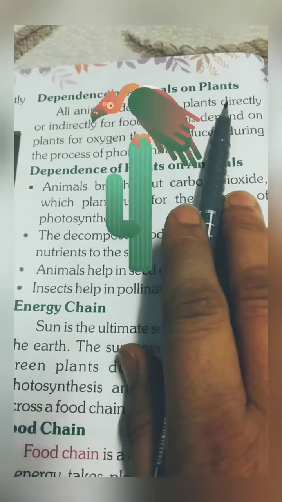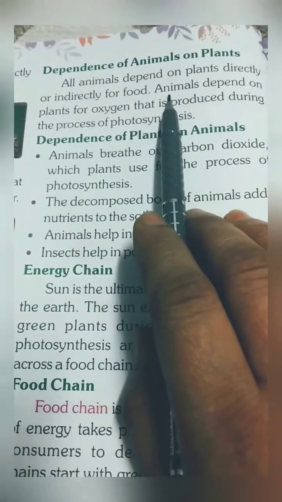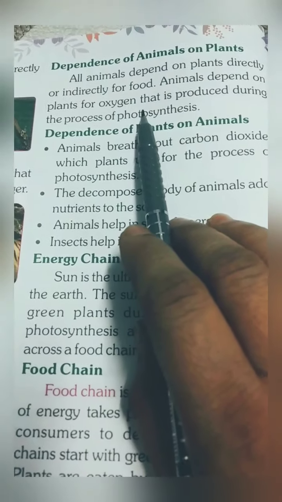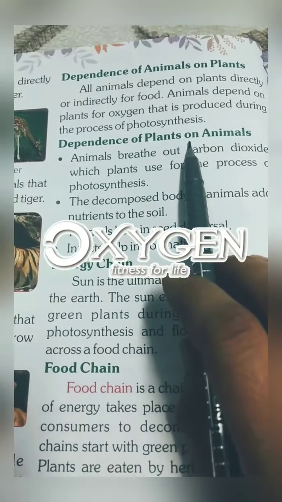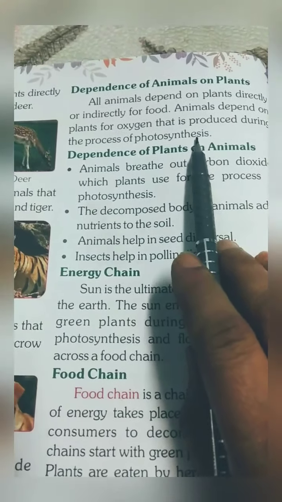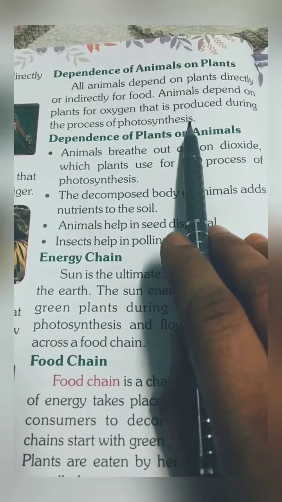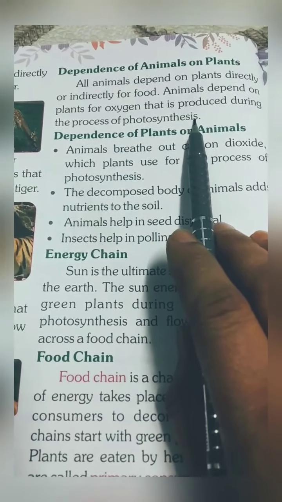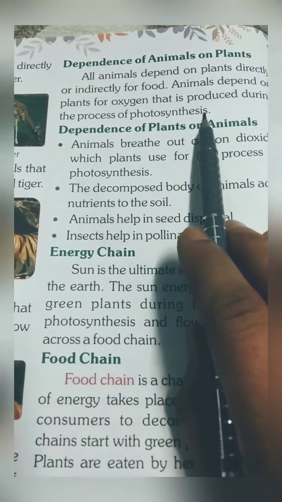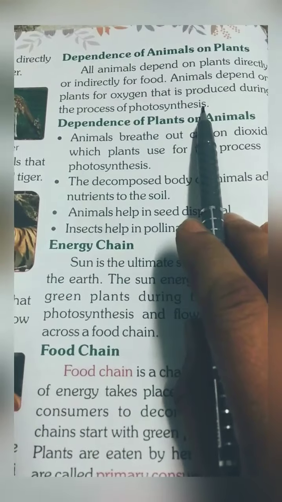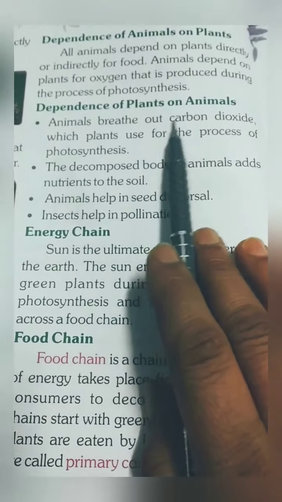Dependence of animals on plants. All animals depend on plants directly or indirectly for food. Animals depend on plants for oxygen that is produced during the process of photosynthesis. Cow, buffalo, or all herbivores, they depend directly on the plants for their food. Whereas scavengers and omnivores indirectly depend upon the plants because they take the fruit and all sorts of vegetables from the plants for their food.